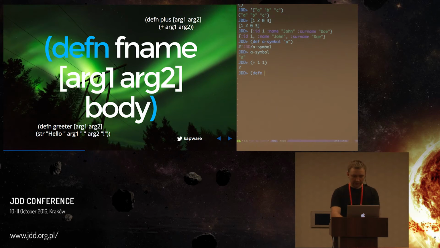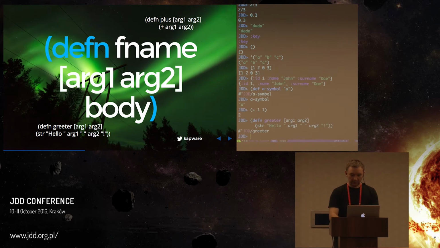Then goes the function name. Let's make a greeter function and make it take 2 arguments, or 0 or more. I'm going to pick 2, and then goes the function body. In this case, I'm going to use the standard function called str, which converts everything to a single string. And so I'm going to be passing hello, then the argument that was passed here, then a space, arg2, and the exclamation mark. And we have a function called greeter.